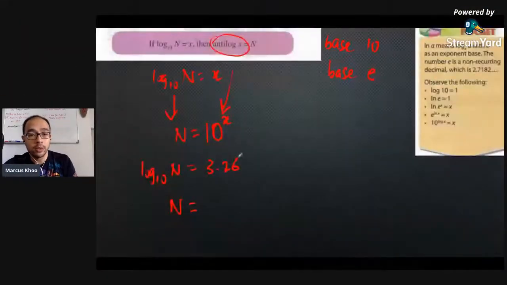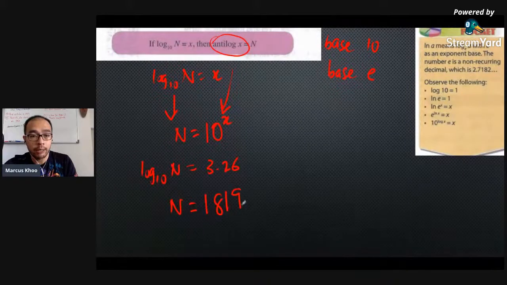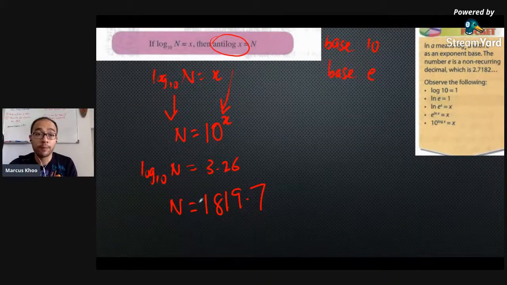Okay, so let me just check. Let's say I click 1819.7. If I press log 1819.7, for example, I should be able to get the number 3.26, which is the log that I gave just now. Okay, so n equals 1819.7. So this is how we use the calculator to find the value of the log or the value of the anti-log.